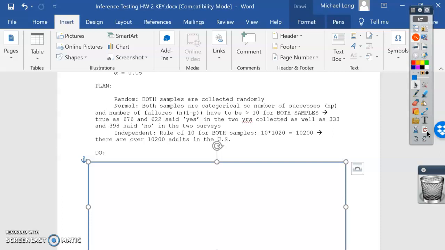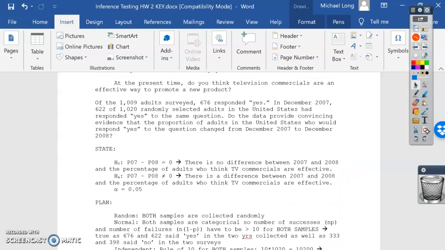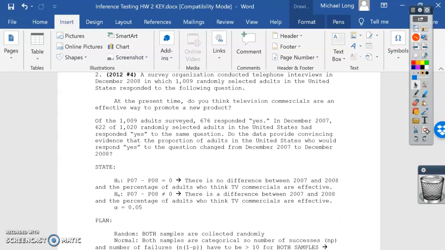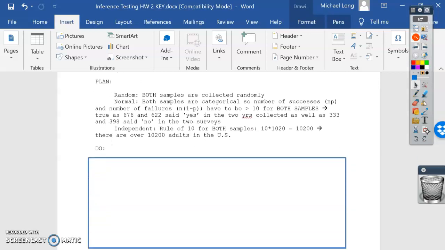So that's emphasizing the fact that we're looking at both samples. So random, we had to see that both samples are collected randomly. If you look back up here, it says, yes, they were surveyed randomly in 2007 and 2008.